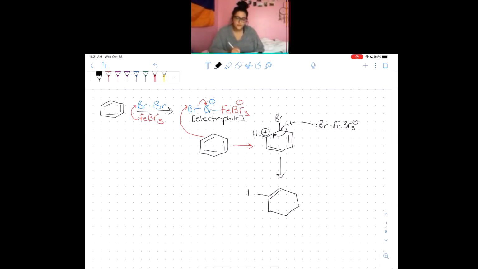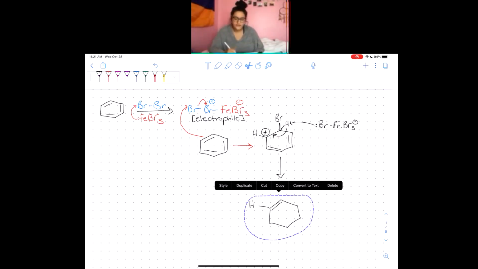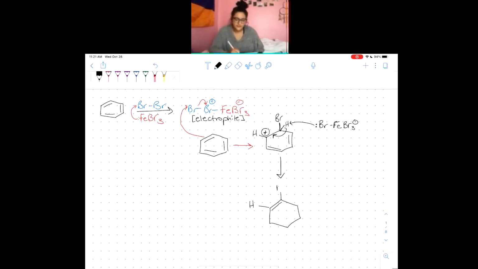So now we have reformed the double bond. We still have a hydrogen here. And now we have, instead of a hydrogen, a bromine up here. And the other two double bonds stayed exactly the same. So at that point, we reformed aromaticity, or we recreated aromaticity, or you can even say we regained aromaticity. All pretty much means the same thing. So any questions so far about what I did?